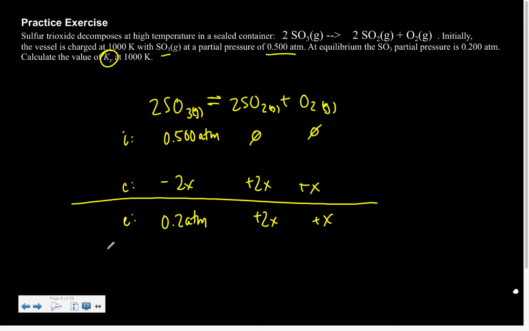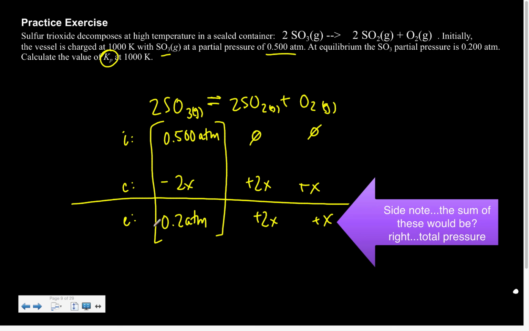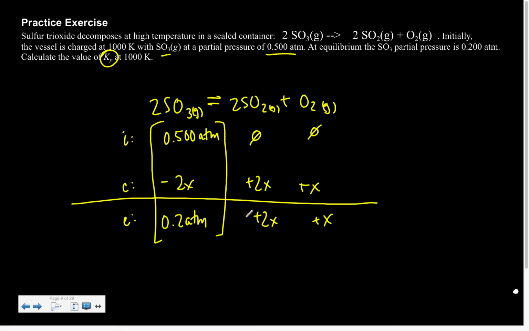Now, if I look at all of this, can I solve for x? So what I'm going to do is solve for x here, and then plug that x in here, and then once I have all of these, I'll plug that into my equilibrium expression in order to solve for Kp. Yes?